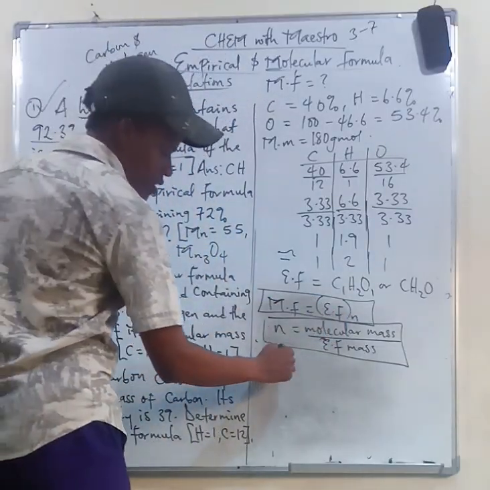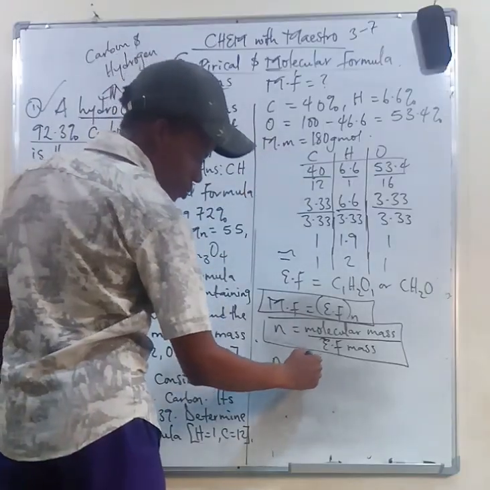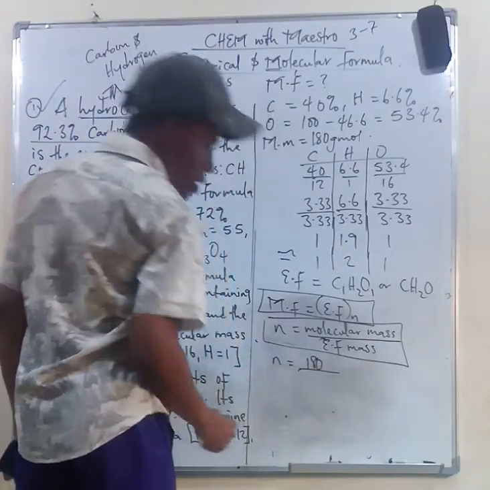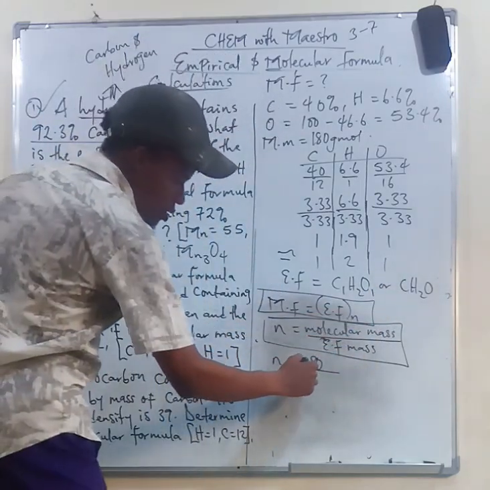So now let's find our N first so that we can use it for the empirical formula. So what is N? N is equal to our molecular mass, 180, over our empirical formula mass. Remember, our empirical formula is what?